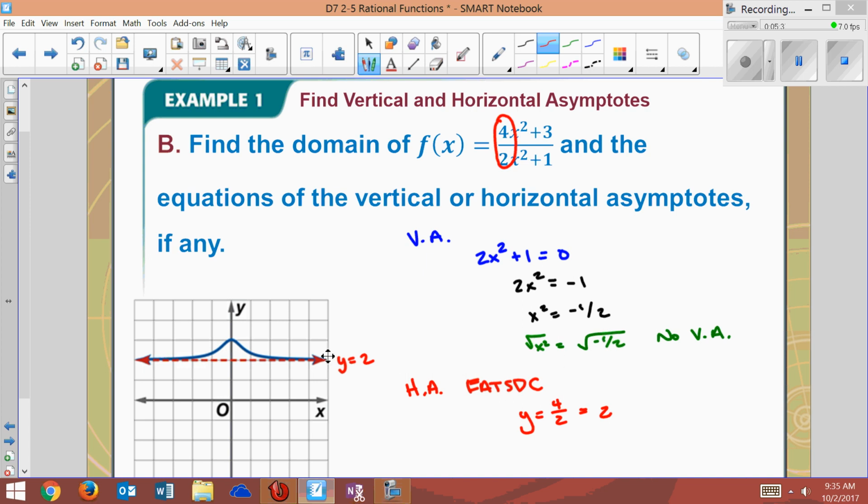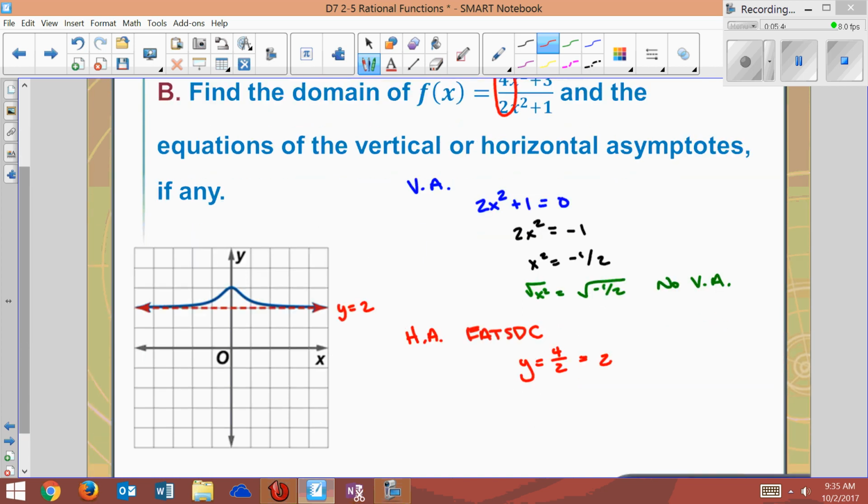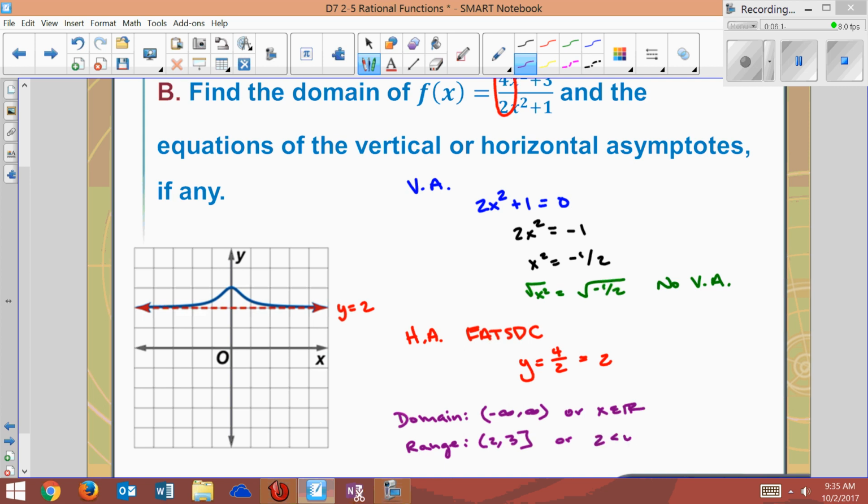There's no vertical asymptote. And the domain looks like it's all reals, so we can write that as negative infinity to positive infinity, or x is an element of the reals. And then the range, it appears to me that the highest this travels is 1, 2, 3 units up. That's the highest, but we always go lowest to highest. So it goes from 2, and we do not touch that value, to 3. Or you could say 2 is less than y, which is less than or equal to 3.